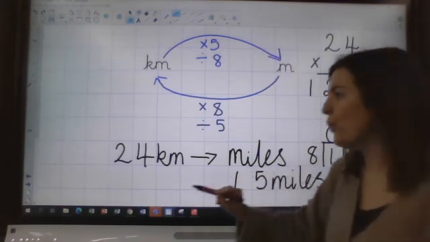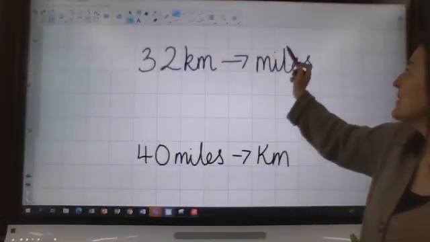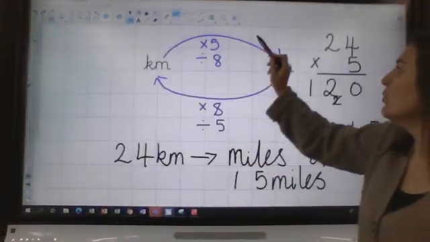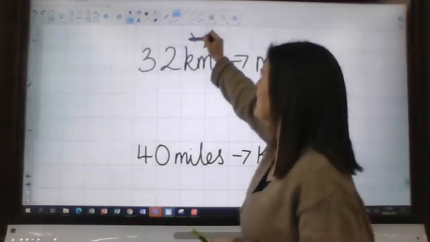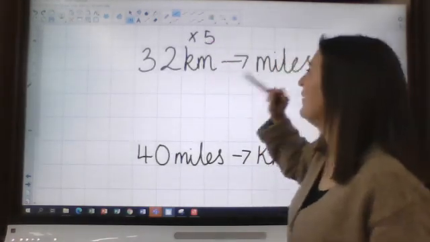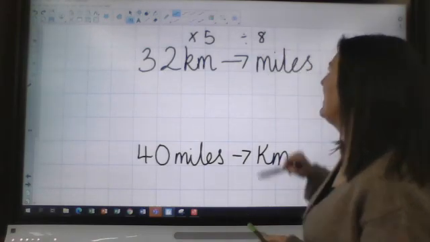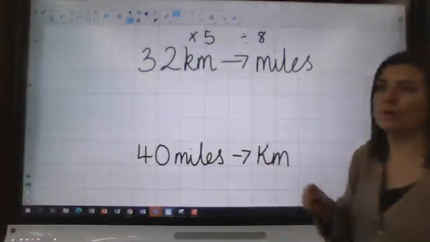So I've got another one of those for you to have a go at. So kilometres to miles, remember, is multiply by 5, divide by 8. So multiply that by 5, get your answer, then divide it by 8. So I want you to pause the video now and have a go at this one.